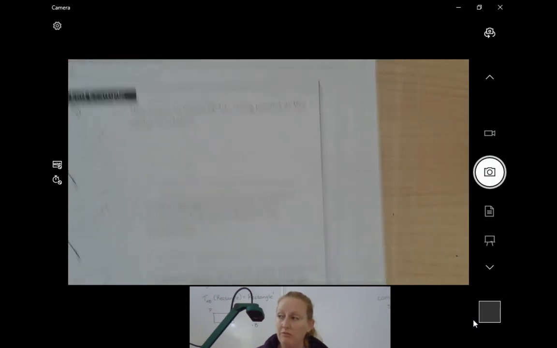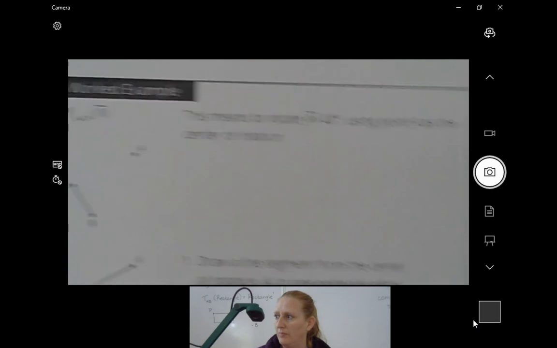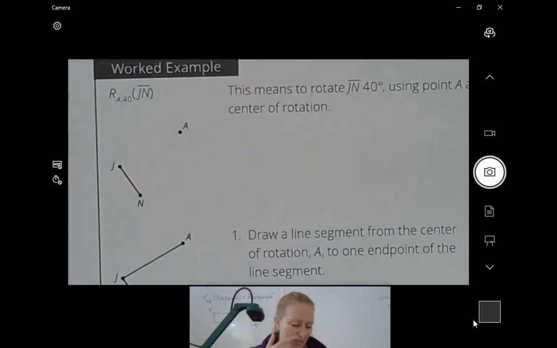Now, this can be confusing, so I'm going to show you how this works. You ready? I may zoom in a little bit too. There we go. We see how well this works.